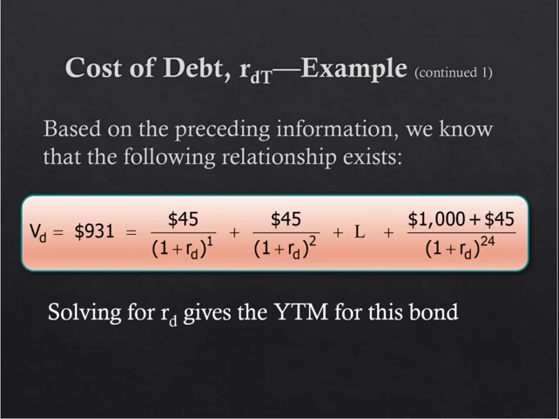Based on the preceding information, we know that the following relationship exists. The value of the bond today is $931. That's equal to 45, 45, 45, 45, all the way out for 24 periods, plus you get the $1,000 back at the final period. You put that over the required rate of return for debt, and that's going to give you the required yield, or the actual yield to maturity on that bond.